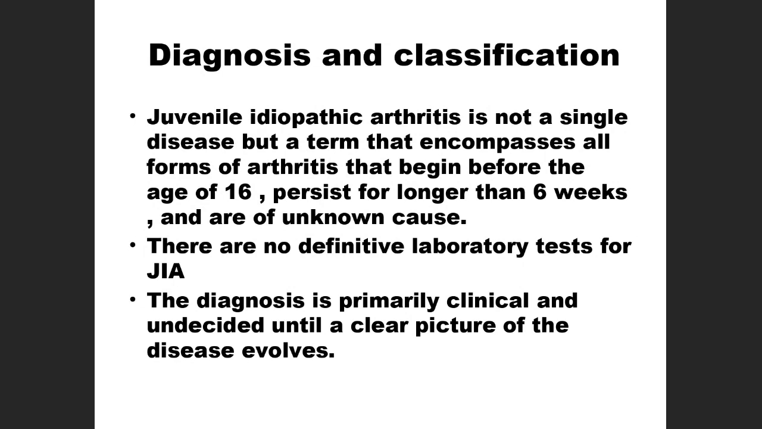In any joint disease, similar laboratory findings will be there, but no specific cause will be detected. That's why it is called idiopathic. You don't know the reason. Juvenile, it is happening in years less than 16 years. Arthritis, it is involving the joints. That's why it is called juvenile idiopathic arthritis. The diagnosis is primarily clinical and undecided until a clear picture of disease has evolved.